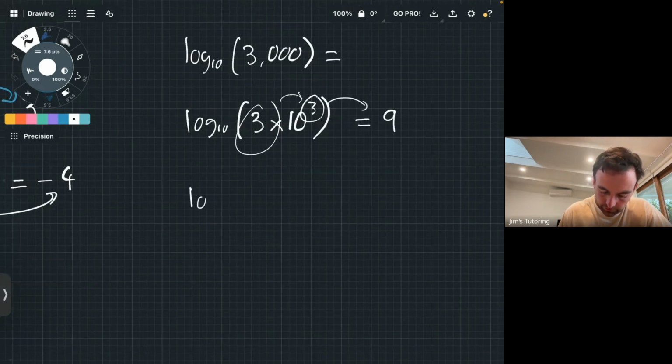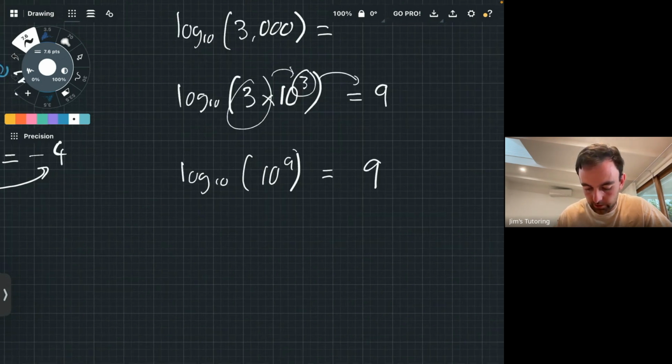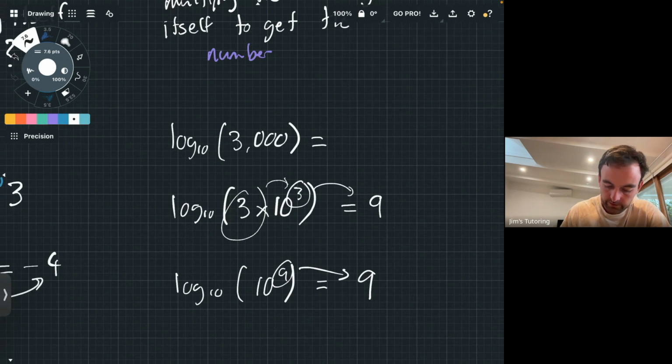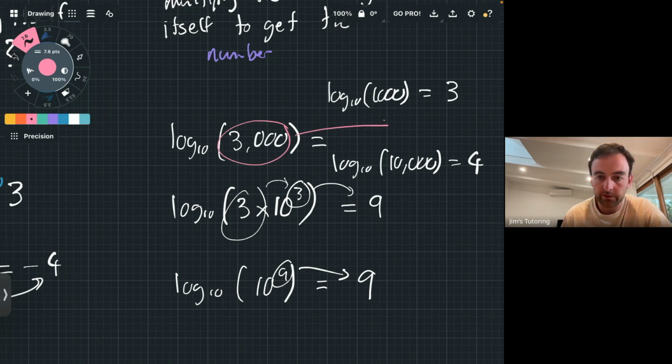But if we had log 10 of 10 to the 9, which is like a billion or something like that, that would also equal 9. So we know it's not 9, and Marie's perfectly on the money in terms of how a log scale works. So if we look at 3,000, the log 10 of 1,000, as we just did before, would equal 3. And then log 10 of 10,000 would equal 4.